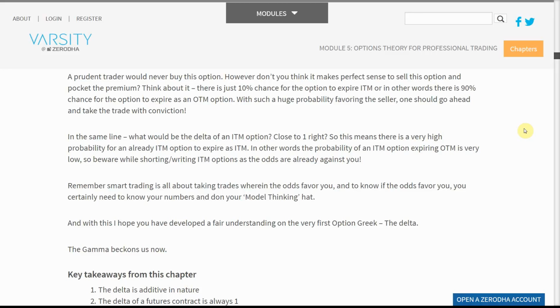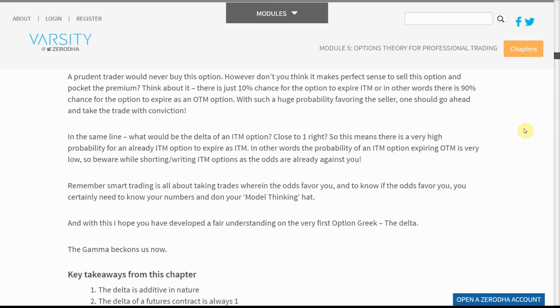In the same line, what would be the delta of an ITM option? Close to 1, right? So this means there is a very high probability for an already ITM option to expire as ITM. In other words, the probability of an ITM option expiring OTM is very low. So beware while shorting, writing ITM options, as the odds are already against you. Remember, smart trading is all about taking trades wherein the odds favor you.